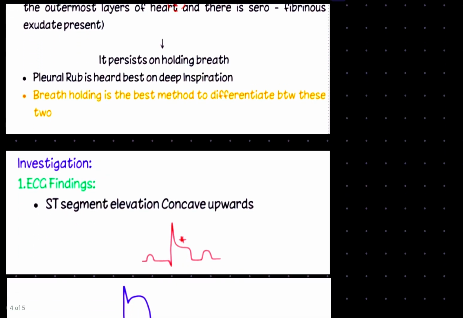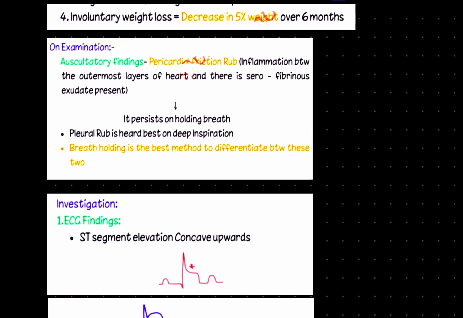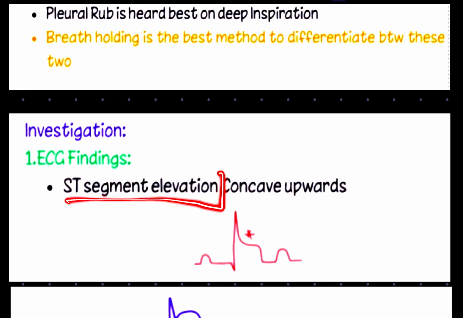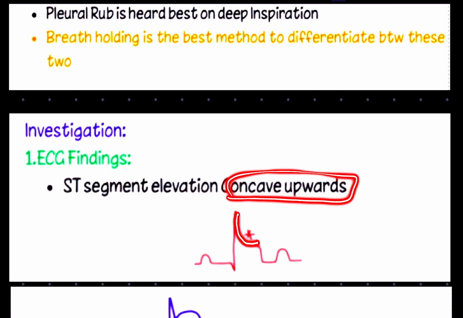And talking about investigations, what are the different investigations that we do? The first is our ECG finding, and in this ECG finding, we will find ST segment elevation. You can see PQRST, okay, this is our ST elevation. As you can see, it is elevated. And one special feature is that this ST segment is concave upward. As you can see, it is concave upward.